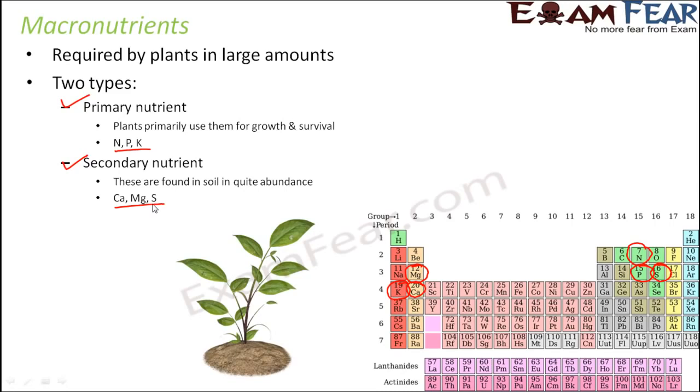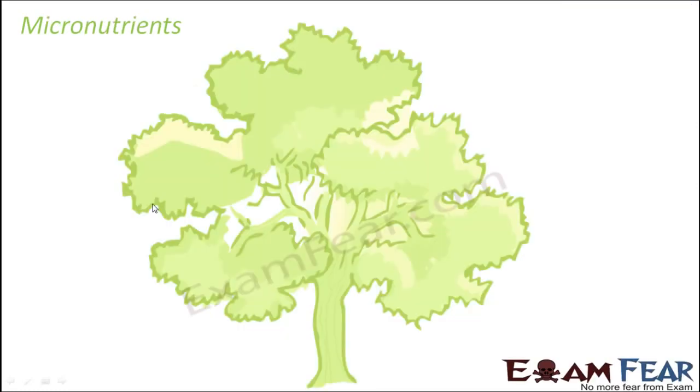Whereas in the case of secondary nutrients, the plant needs them in large quantities, but does not absorb them just in one go. They are not absorbed primarily, so the soil has a sufficient amount of them present. So not much fertilization is required when compared to the primary nutrients.